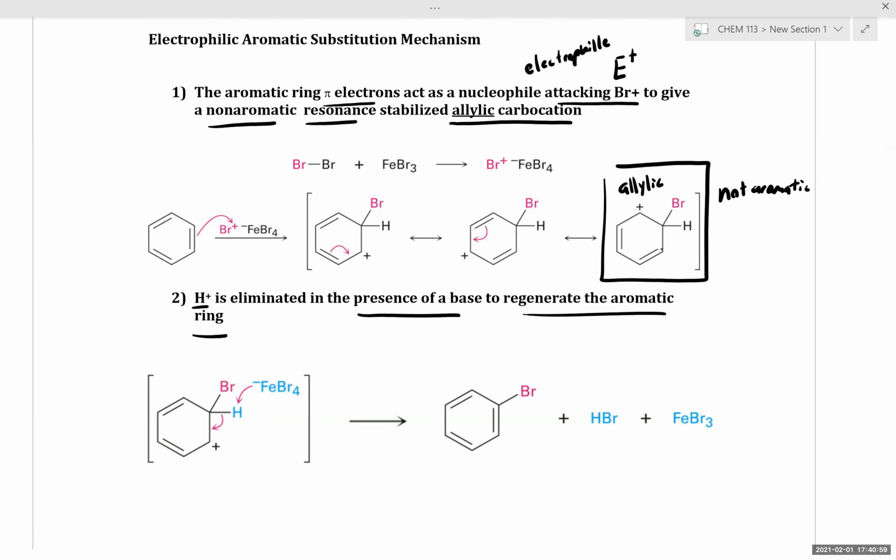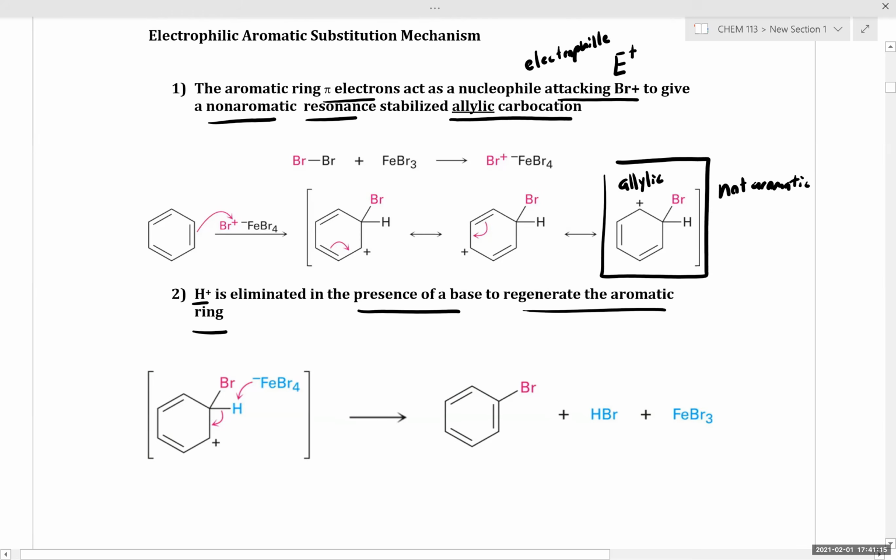So the cation is stabilized via resonance, but the overall ring system is not aromatic. We've broken aromaticity during the addition step. Does that make sense? Yeah. Perfect.